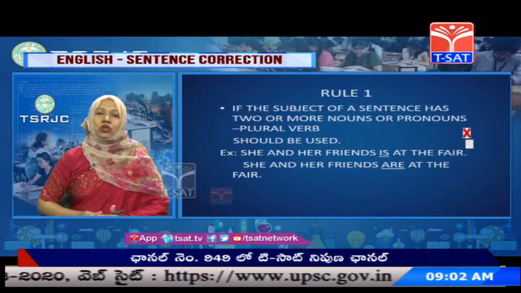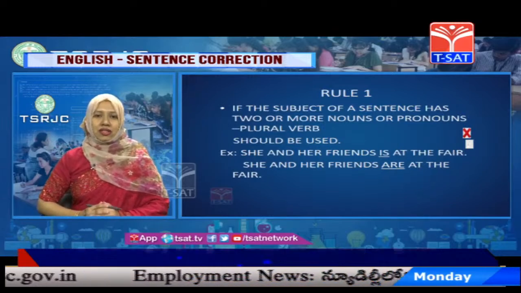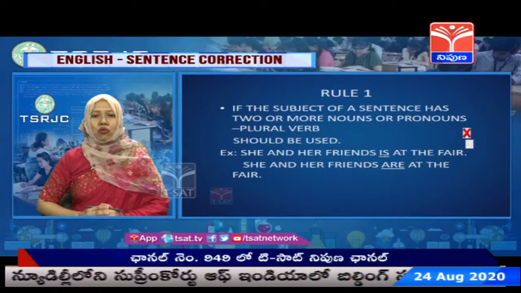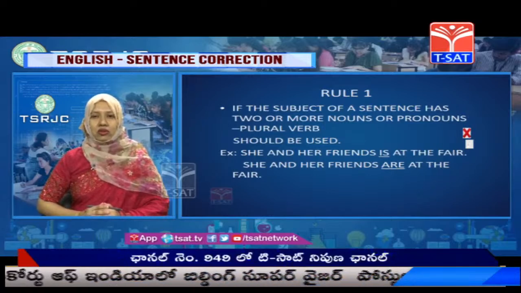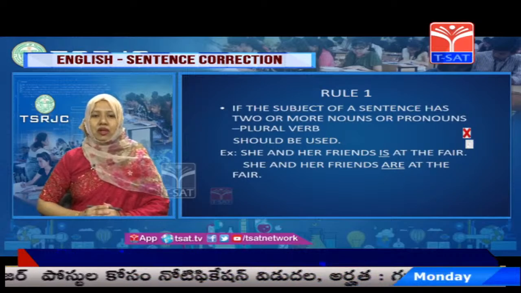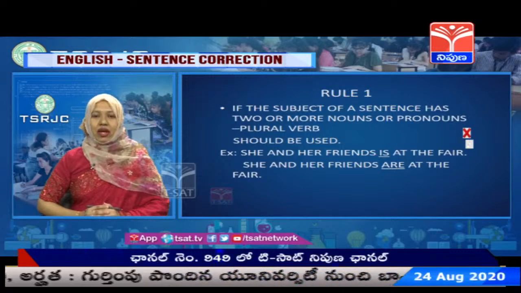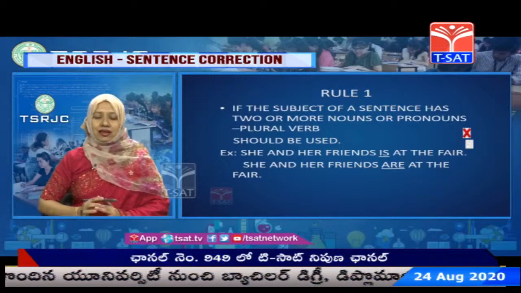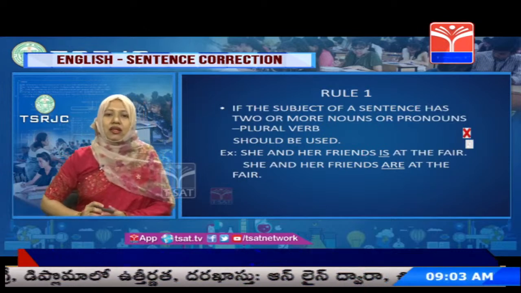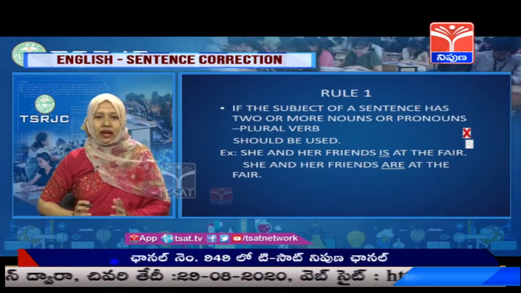Now, what are the rules to be followed in this section? If the subject of a sentence has 2 or more nouns or pronouns, a plural verb should be used. For example, "she and her friends is at the fair." In this sentence, the subject is "she and her friends." There are 2 subjects, and "and" is used as a conjunction.